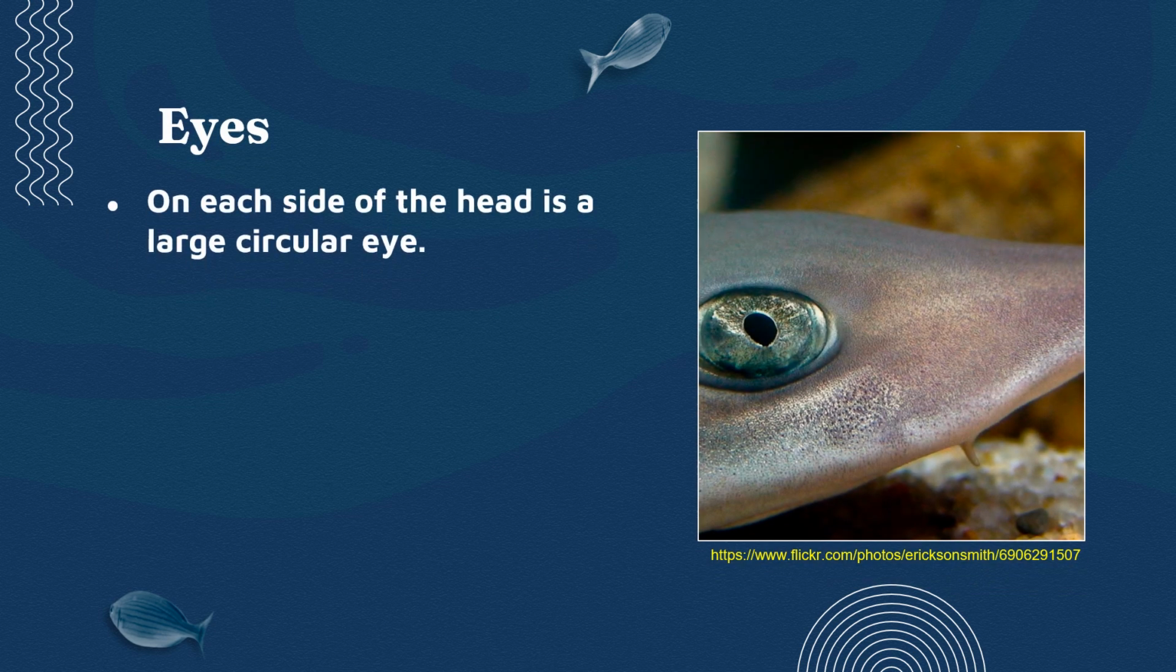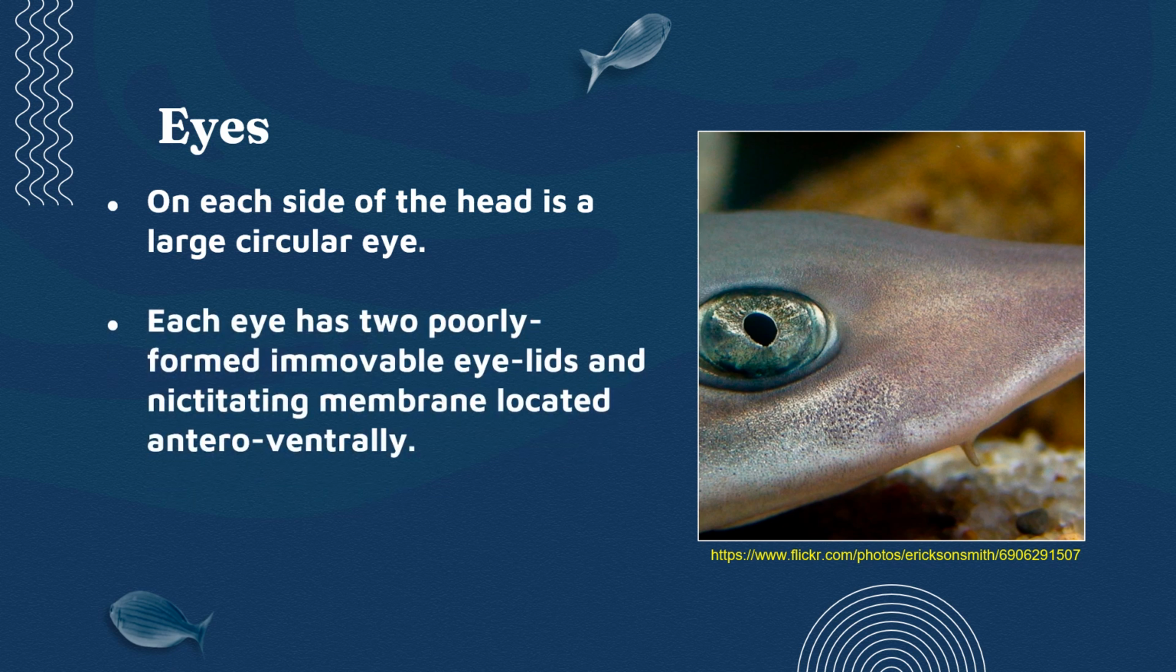On each side of the head is a large circular eye. Each eye has two poorly formed immovable eyelids and a nictitating membrane located anteroventrally. The pupil is narrow and vertical.